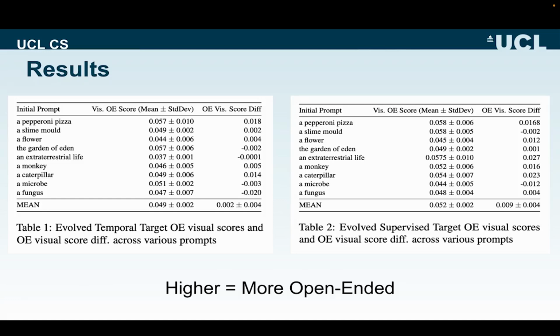More importantly, the OE score difference column shows the change in novelty from the first iteration to the last. We see a statistically significant increase in novelty over the run. For ETT, the score stays relatively flat, indicating it maintains novelty but doesn't necessarily find more of it over time. So there's a clear trade-off. EST gives you greater diversity, while ETT gives you more coherent, story-like evolution.